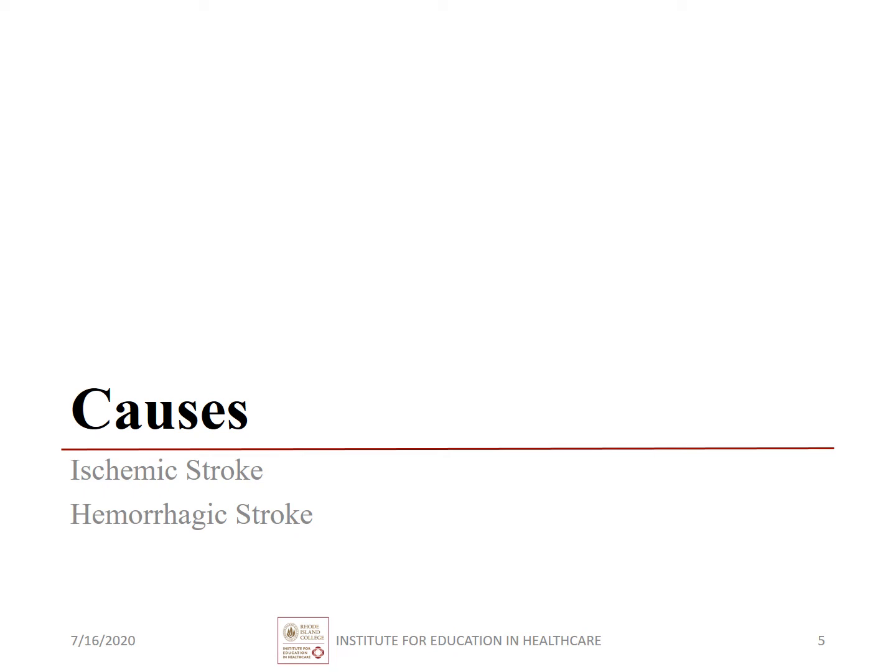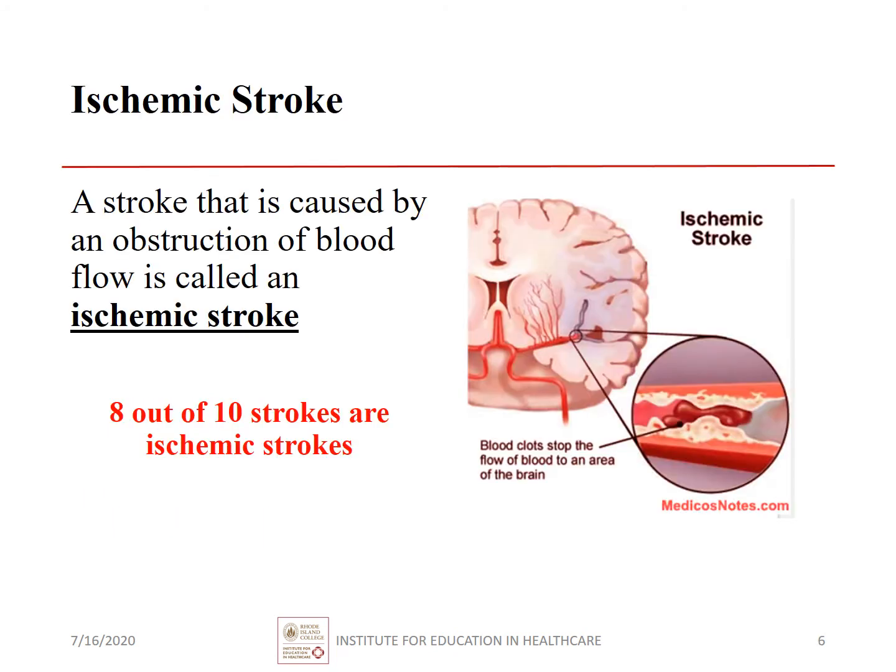So the two types of stroke, or the two causes of stroke, are ischemic and hemorrhagic stroke. Ischemic stroke is the most common cause of stroke, and it's about 8 out of 10 of all strokes. And this is the type where a blood clot forms in the blood vessel and prevents the blood flowing to the tissue in the part of the brain that vessel would normally supply. And ischemic basically means the death of the tissue from a lack of oxygen.